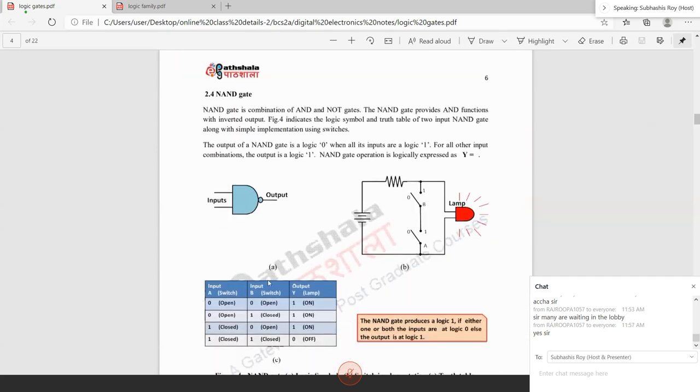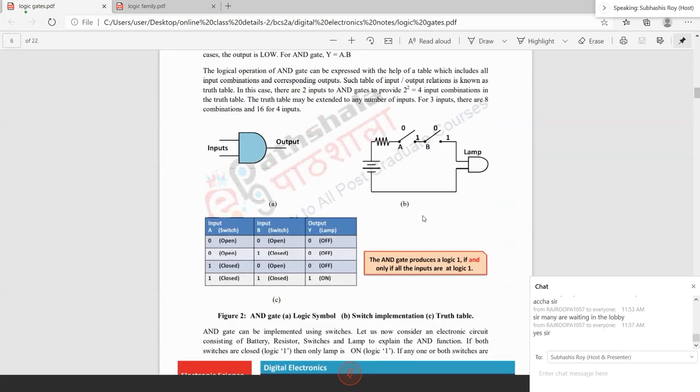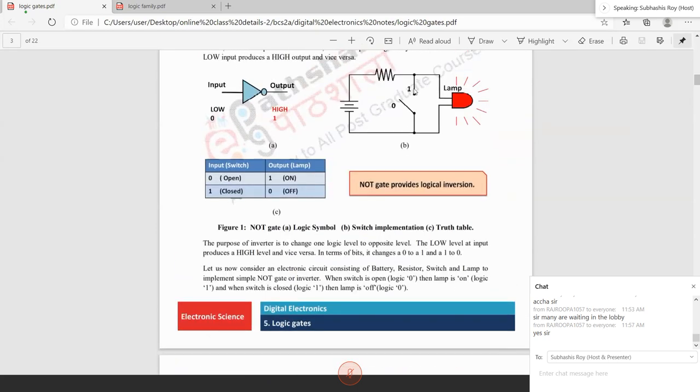So the NAND gate. What is the NAND gate? The NAND gate is a kind of inverter. Whenever there is a bubble sign, it is an inverter, right? So this is actually AND followed by an inverter. We have already seen the circuit diagram of the inverter. So this is the circuit diagram of the inverter. You have a bypass path to the ground, parallel to the load.